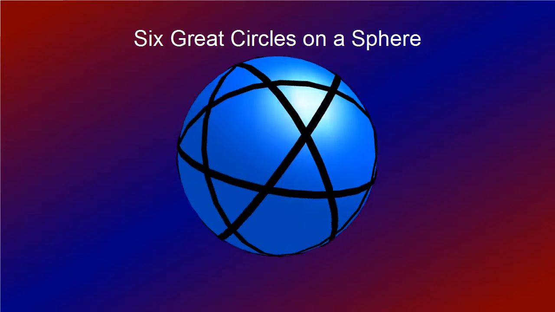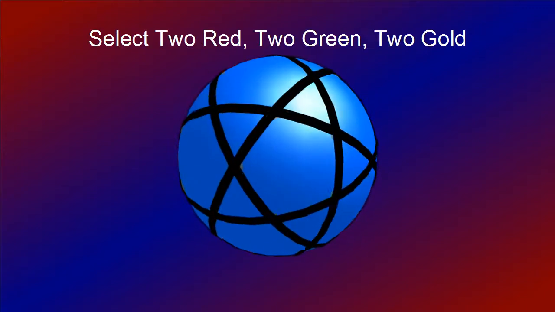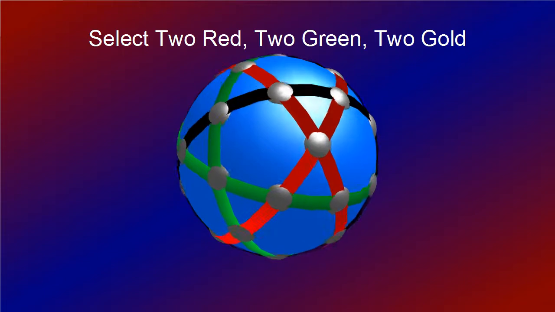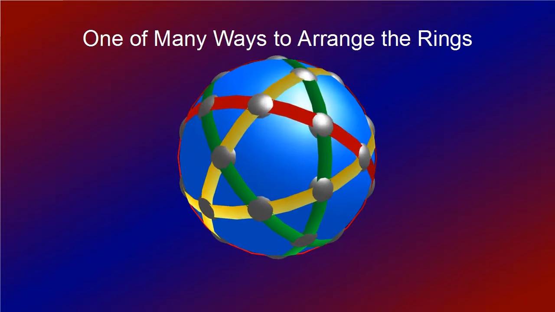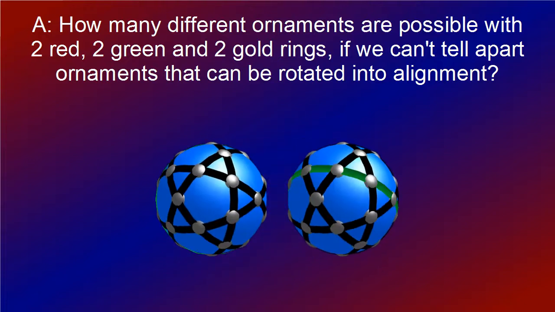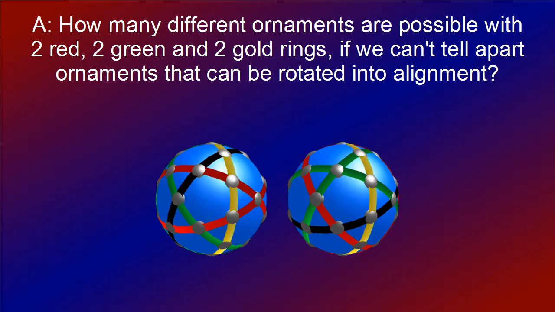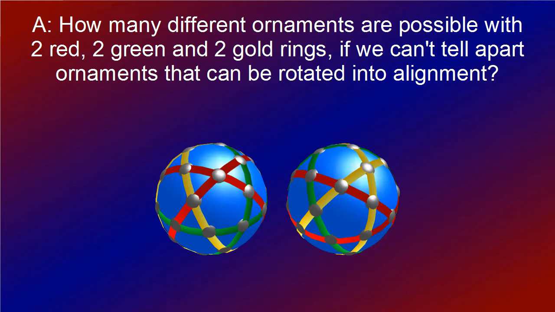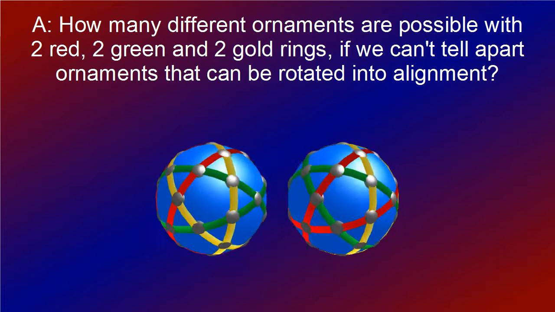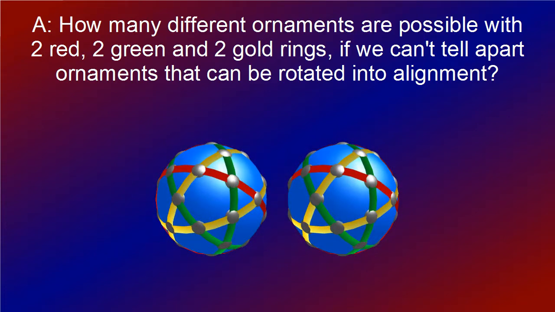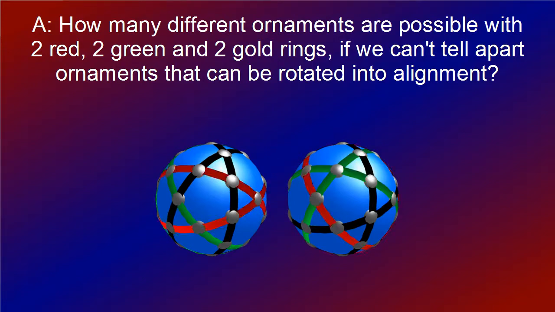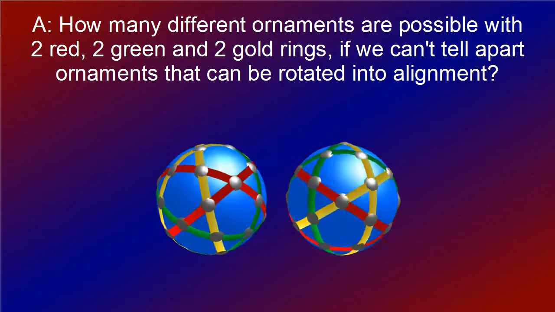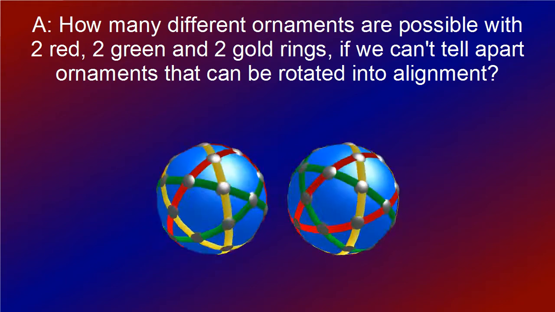So for the ornament in this problem, I'm going to color 2 rings red, 2 rings green, and 2 rings gold. I've chosen the rings randomly, and this is just one of many ways to arrange the rings. So for the first question, A. How many different ornaments are possible with 2 red, 2 green, and 2 gold rings if we can't tell apart ornaments that can be rotated into alignment? So what you're seeing here is 2 ornaments starting out choosing 2 different arrangements for the red, green, and gold, and then a sequence of rotations that brings them both into agreement.